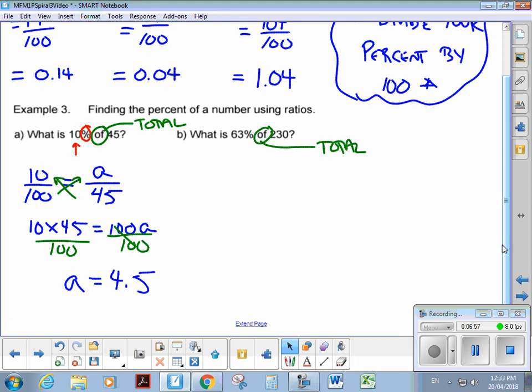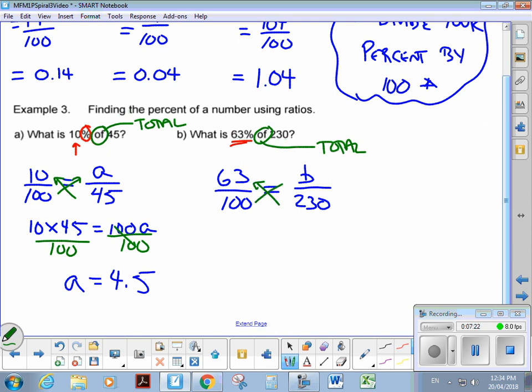So again, as soon as I see that percent symbol, I know I actually have two numbers. I know it is 63 over 100. So there is 63%. Now I look at my other side of the fraction, I see the word of. Of 230 means 230 is the total, so it will go in the denominator, and I'll pick a variable on top. This method, okay, it's bulletproof when you use the cross multiply method. It will solve for B every time.